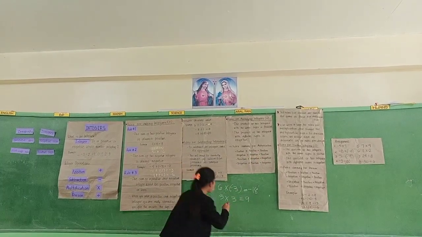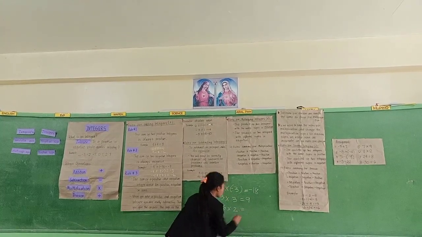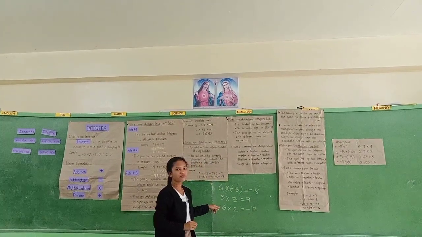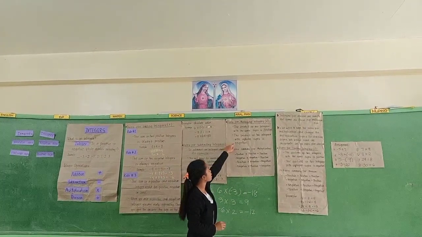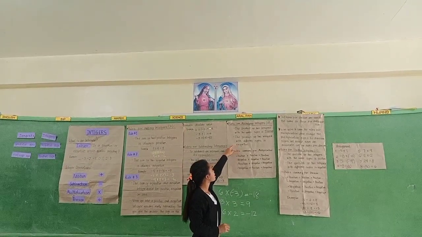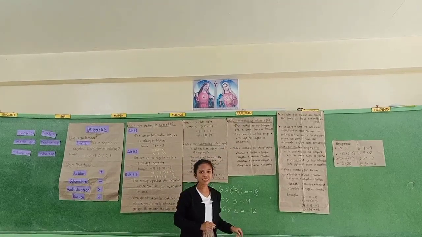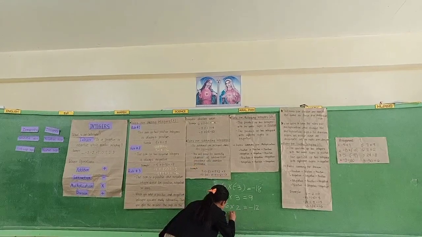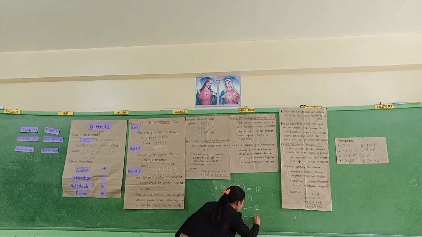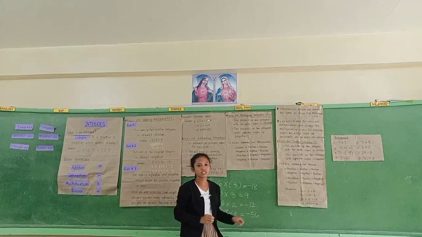Third example, negative 6 times positive 2 is equal to negative 12. Since we have different signs, which states that two integers with different signs give a negative. And lastly, negative 7 times positive 8 is equal to negative 56, since they have different signs.